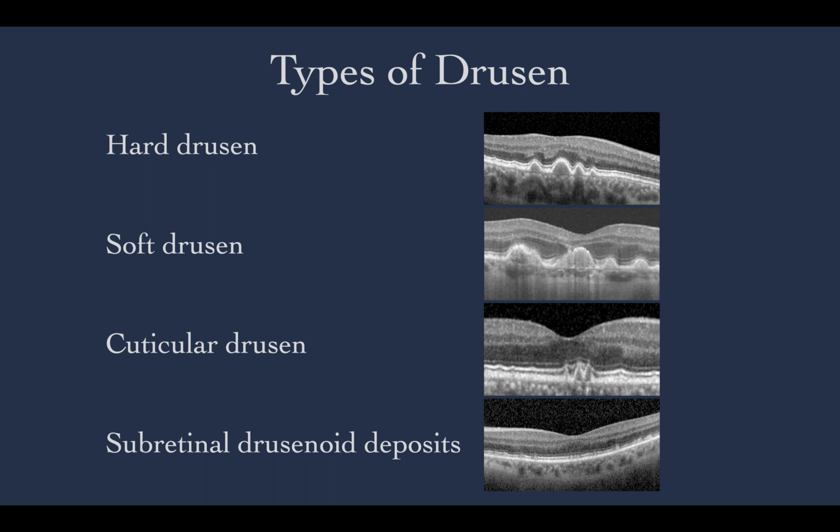Today we are going to talk about the types of drusen. Drusen are focal deposits of extracellular debris, usually located between the basal lamina of the RPE (retinal pigment epithelium) and the inner collagenous layer of the Bruch's membrane. Drusen can be found in normal-aged human eyes and in eyes with age-related macular degeneration.